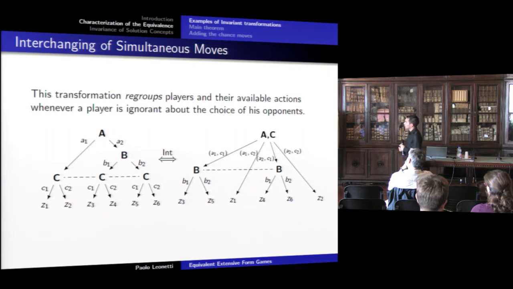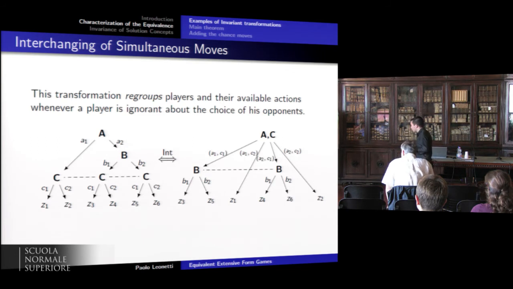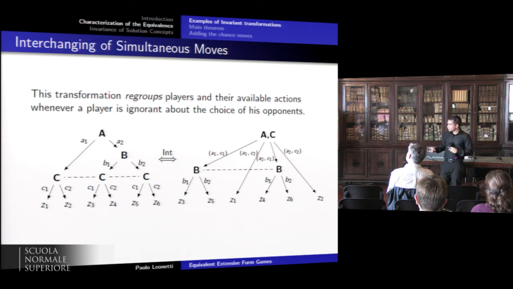Okay, the transformation of Thompson called interchanging of simultaneous moves is like the second one, but a bit more complicated. In this case, player C, down here, has always to choose sooner or later, and he has always to choose between C1 and C2. The fact is that whatever the action of player A or the action of player B, he has always the same choices. So it's the same as player C directly playing together with player A. Or we can say the same, together with player B. So if we move player C directly to the root of the game, these two games share the same reduced normal form.